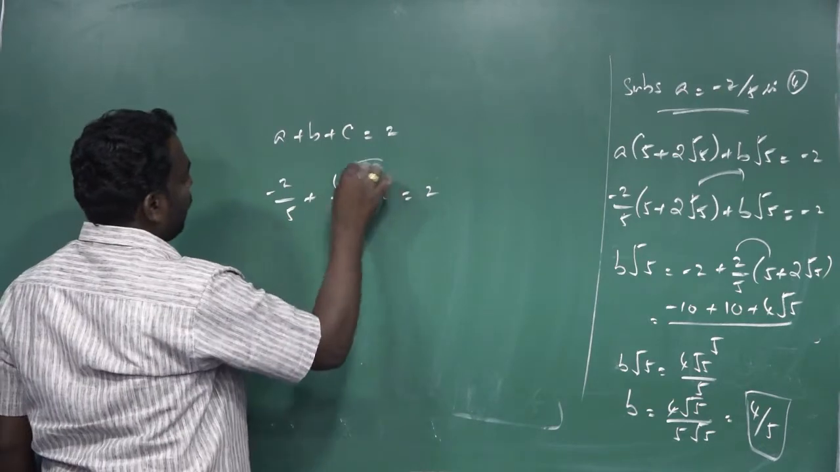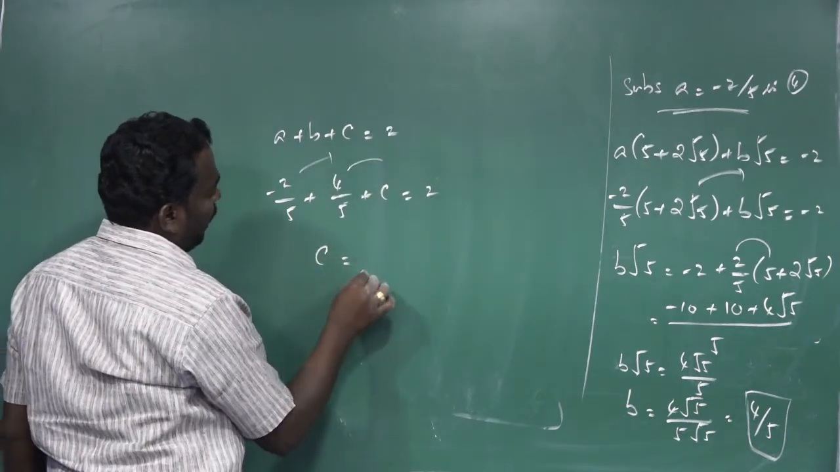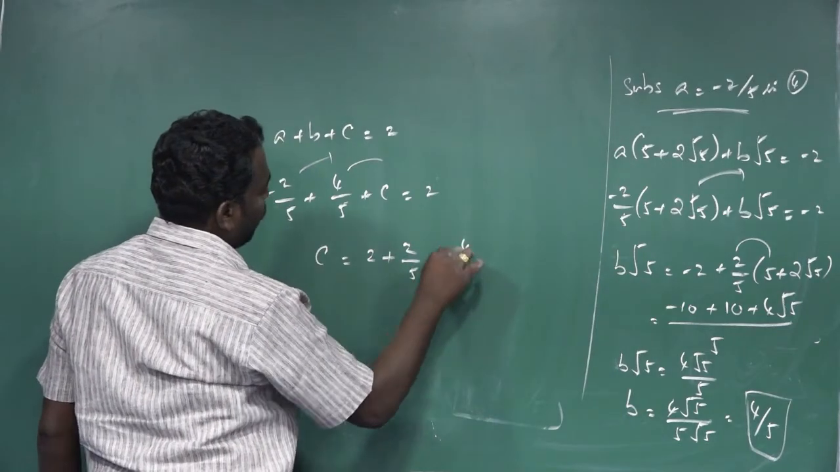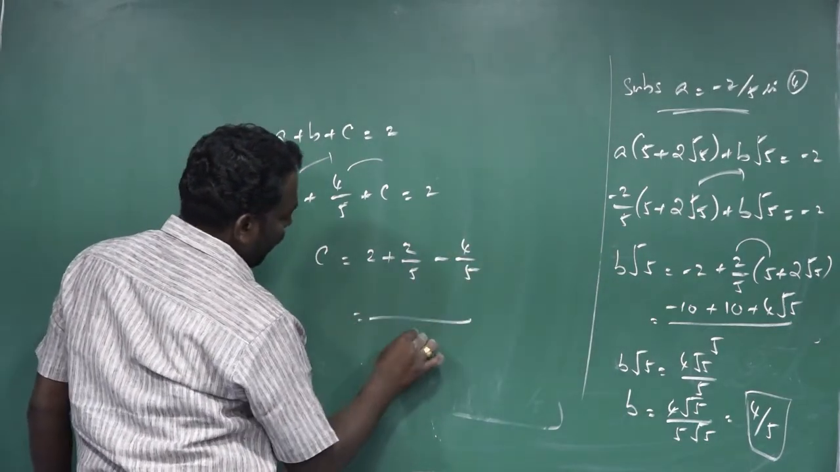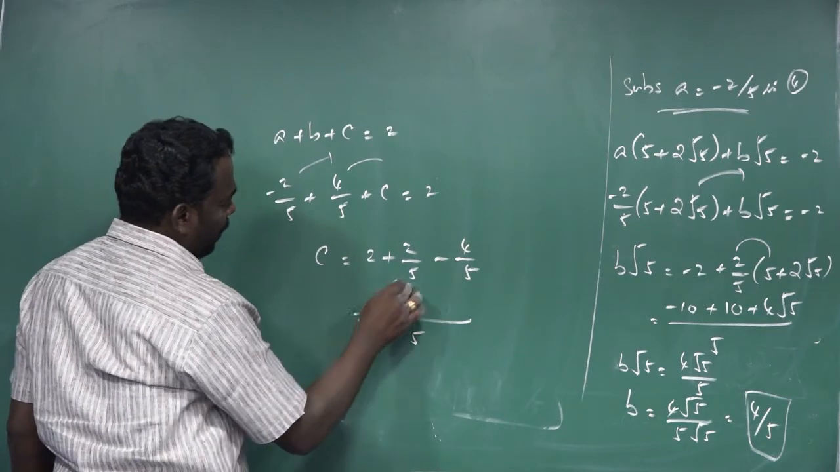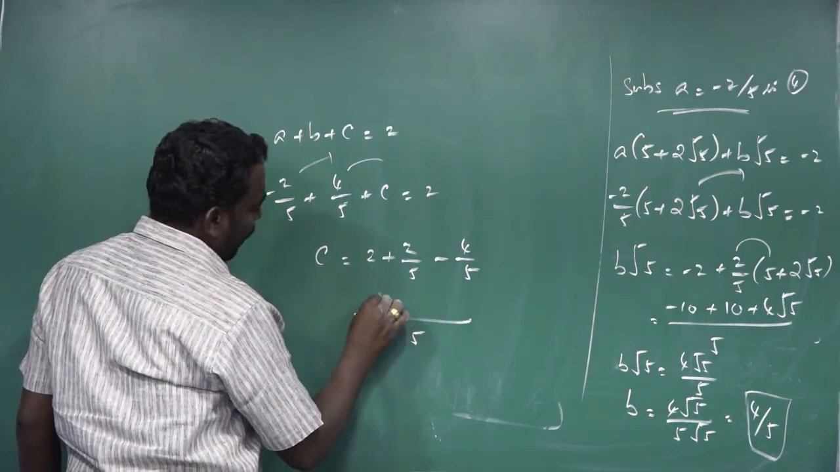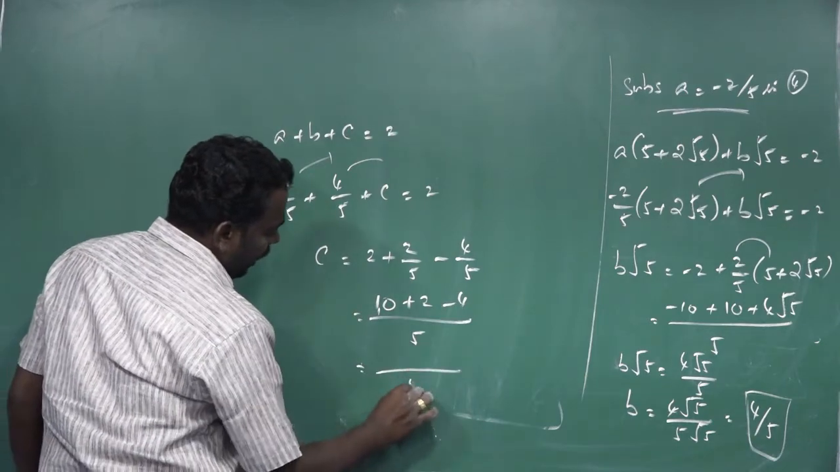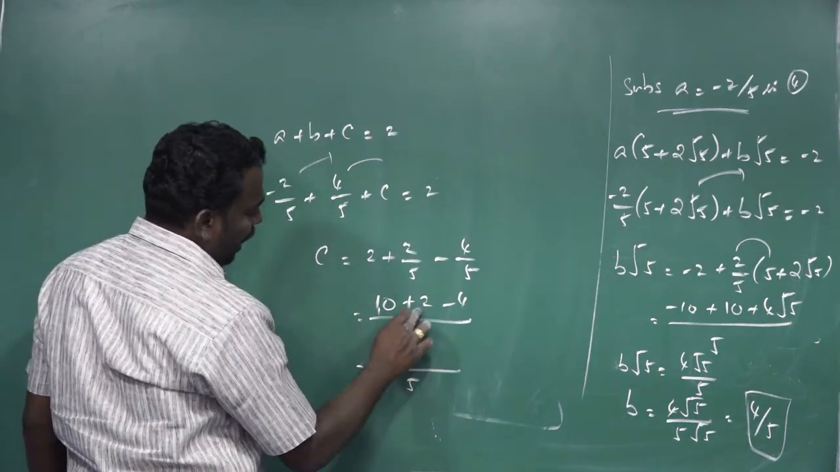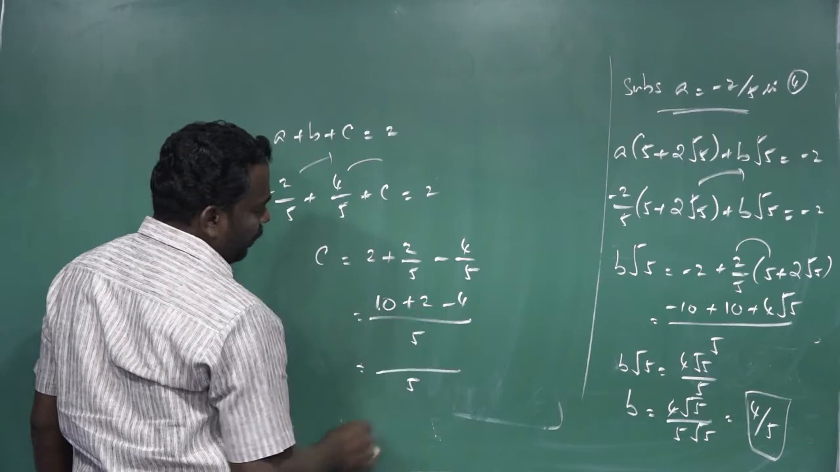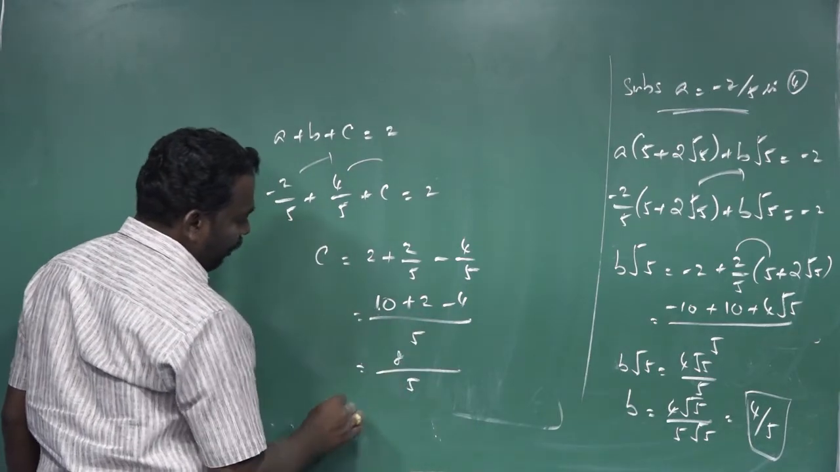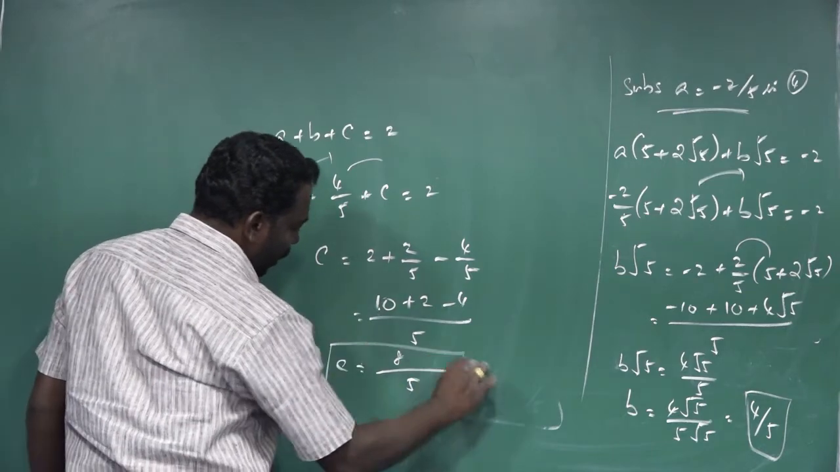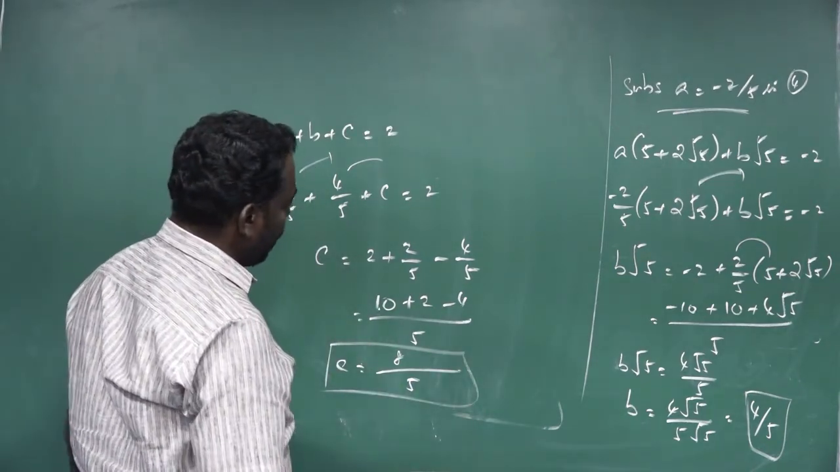And just transfer this term to the right-hand side. Therefore, c = 2 + 2/5 - 4/5. Taking the common denominator 5: (10 + 2 - 4)/5. Add the values: 12 - 4 = 8. Therefore, the c value is equal to 8/5.